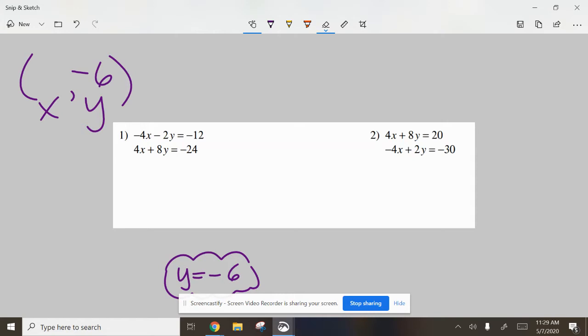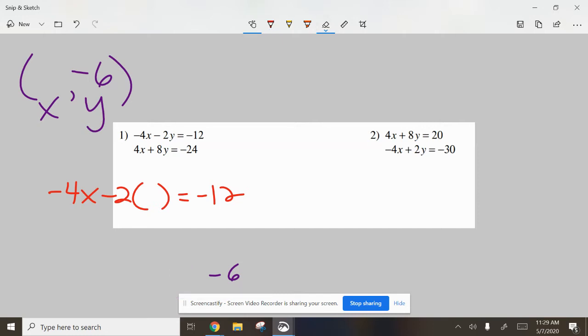So when I write out this equation again, I'm going to rewrite the first equation again. -4x minus 2. And what did I leave out in this problem? The y, because I don't need to put it as a y anymore because I know what it equals. It equals -6. So I'm going to plug that -6 right in there. And as I do that, I'm going to get -4x, and then -2 times -6 is +12 equals -12.